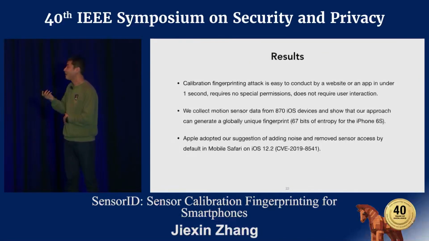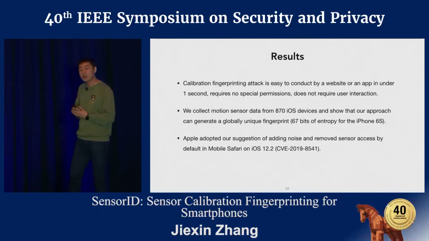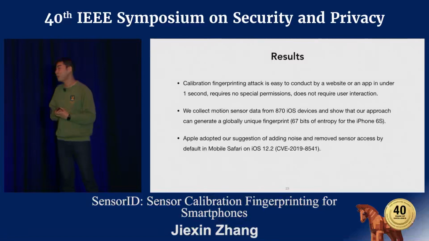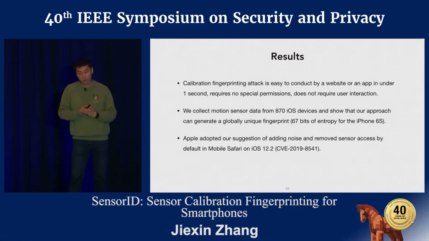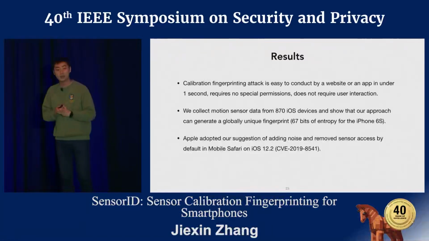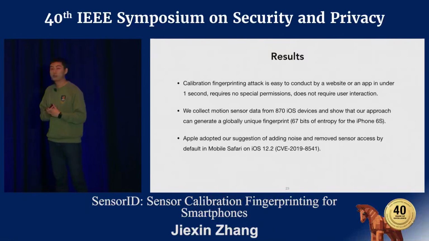We reported this issue to Apple last year. In the recent release of iOS 12.2, Apple adopted our first option, which added noise to the sensor outputs. They further removed the sensor access in mobile Safari by default. However, this is currently not implemented in WebKit, which means the sensor data is still accessible in iOS Chrome, Firefox, and other browsers in general.